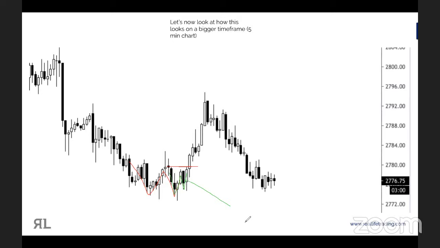Aaron says, how do you determine whether to take the retest on the neckline versus at the neckline directly? Honestly, man, that's like me asking you, how do you pick what you're going to eat at night? Like, what are you going to have for dinner? Like, at some point, you got to go, I'm going to do this and then get in.